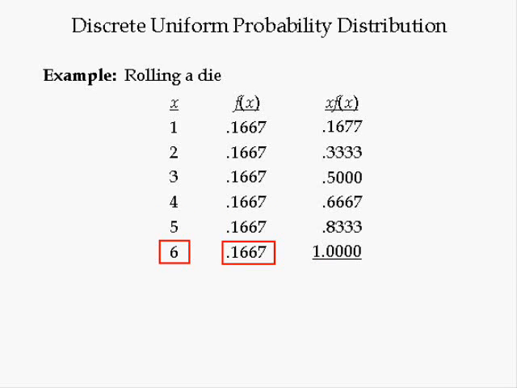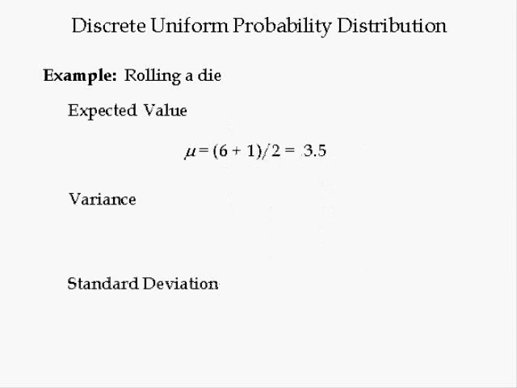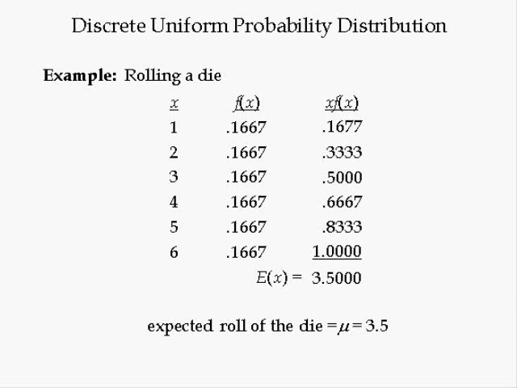Now notice all of the values in the probability column, labeled f of x, are the same. Each one of these values is 1 divided by 6 to 4 significant digits. The sum of the final column is the expected value, which is the same as we found when we used the shortcut formula n plus 1 divided by 2. So the expected roll of the die is 3.5.